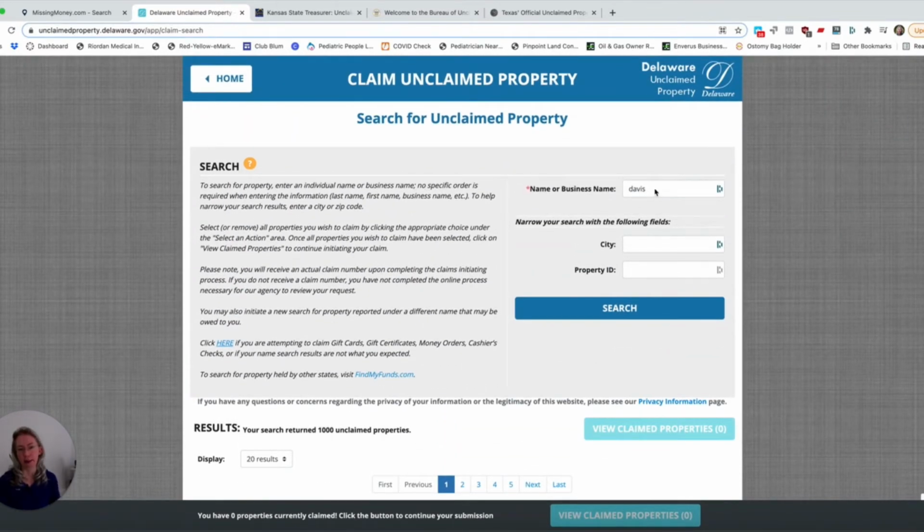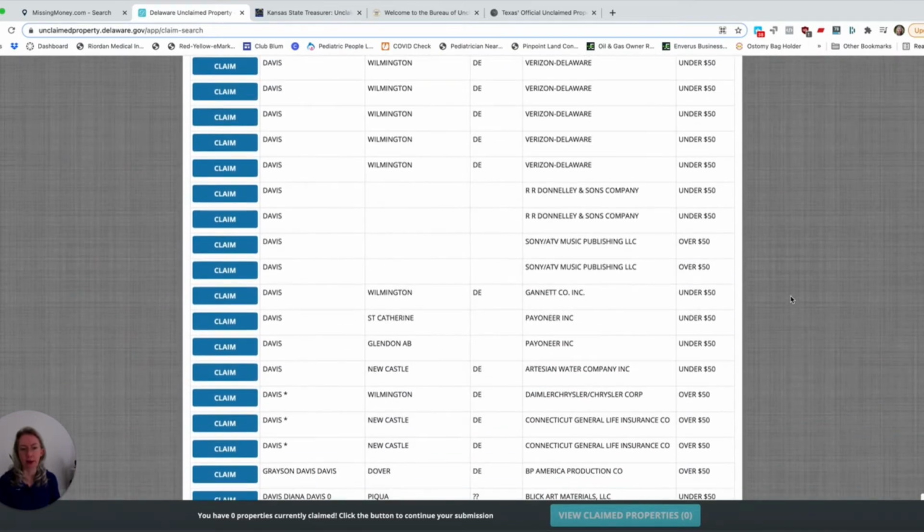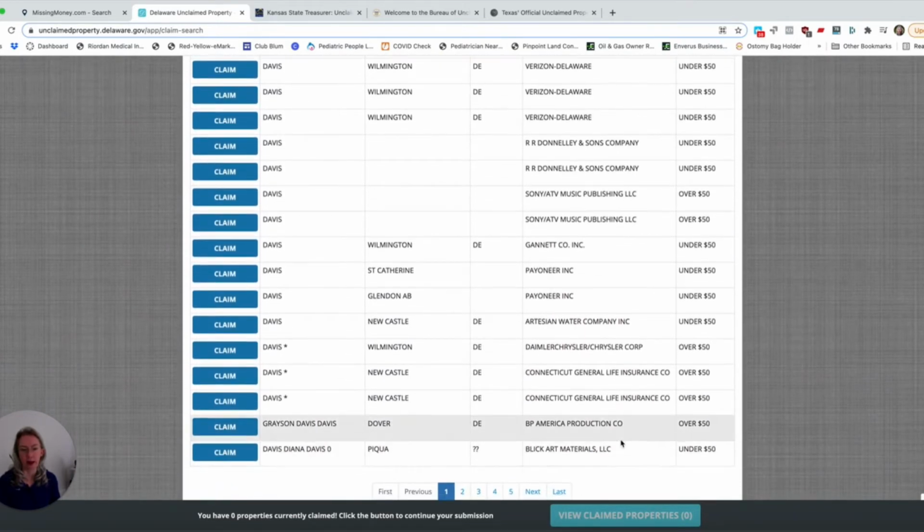I put in the name Davis, and on the first page I scroll down and I see BP America Production Company. And this is over $50. Again, it doesn't tell me that this is a production payment on oil and gas royalties, but I recognize that this is an operator, and so I know that that is an oil and gas property.